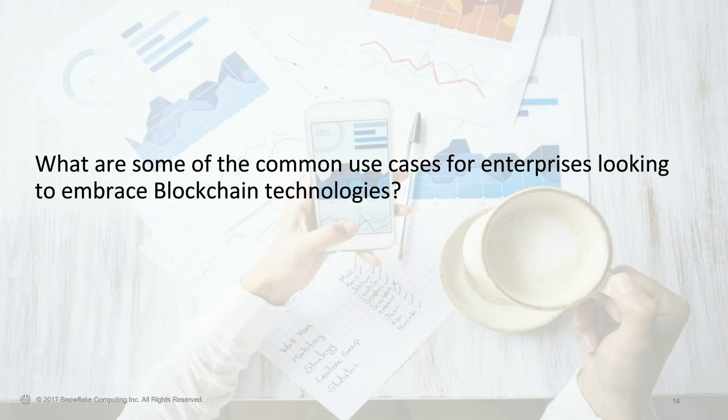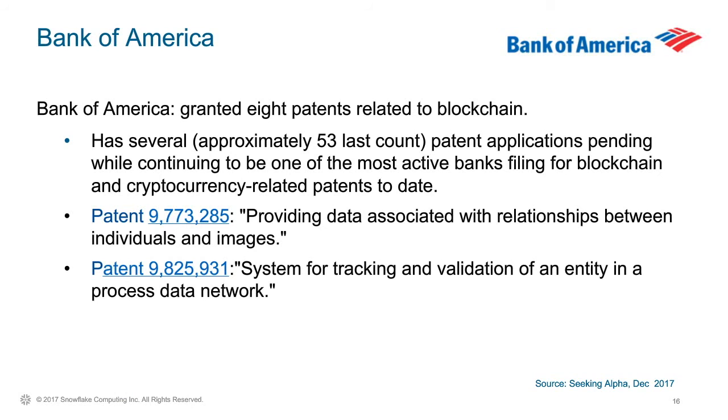Yeah, I think there are some common use cases, and we'll talk about those in just a second, but just to give the audience some examples of some of the things that are going on with some institutions that are, of course, household names in North America. Bank of America has been very active in this space. They've already been granted, as it says here, 8 patents related to blockchain. They have an additional 53 patent applications that are pending and going through the patent process. And so they've been very, very active in investing and being aggressive in this area.